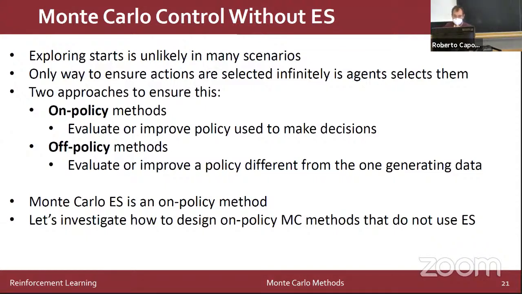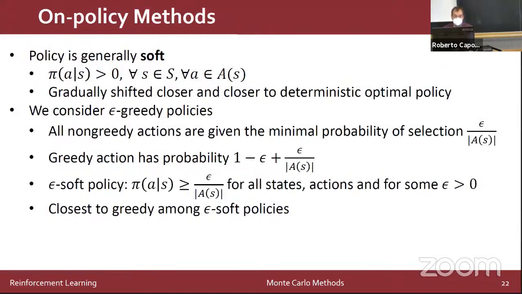So for on-policy methods, it's very simple because we basically use a soft policy. So what is a soft policy? It's a policy where every action has a non-zero probability of being selected. Specifically, we consider an epsilon-greedy policy. And in this epsilon-greedy policy, all non-greedy actions are given a minimum probability of selection, which is epsilon divided by the number of the actions. And the greedy action instead has probability 1 minus epsilon overall.